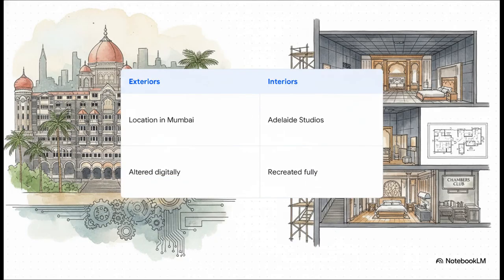So the crucial point is how they use practical filmmaking magic to actually pull this off. They went with a hybrid approach. As you'll see, many of the hotel's exteriors were shot right on location in Mumbai, and then altered digitally later. But the interiors? Oh man, they were painstakingly recreated from absolute scratch all the way over at Adelaide Studios in Australia. The filmmakers practically built the lobby, the individual rooms, the massive kitchens, and the public spaces of the Chambers Club right there on a soundstage. And they had to ensure it all blended completely seamlessly with those Mumbai exteriors. It's like a giant puzzle.